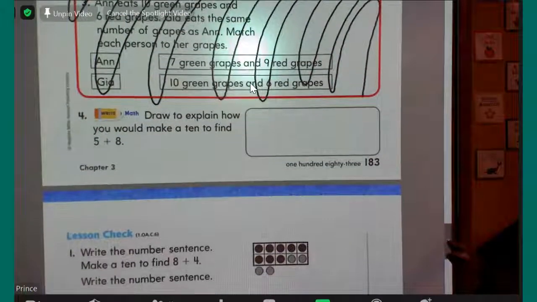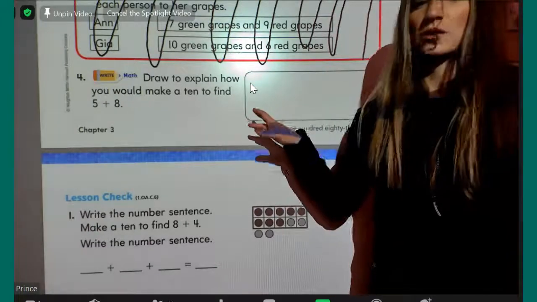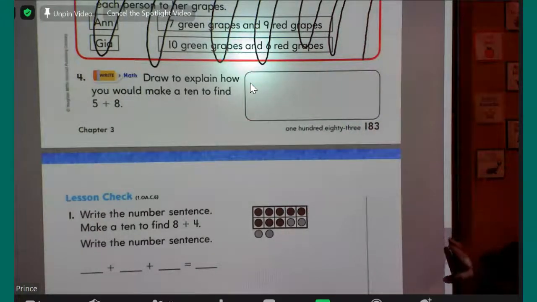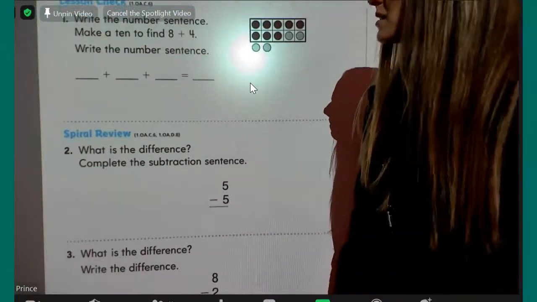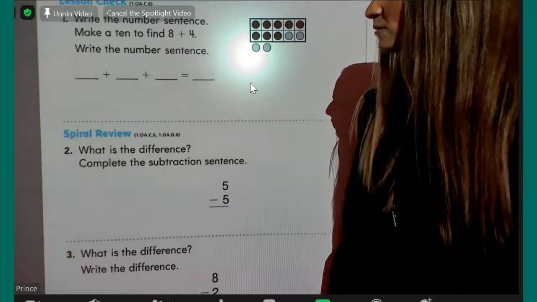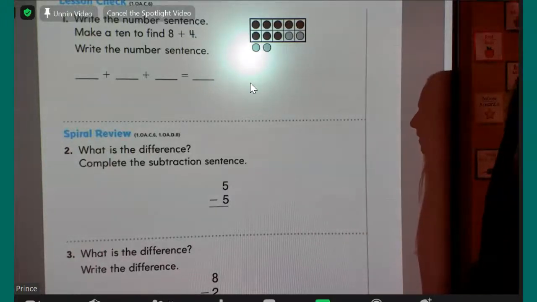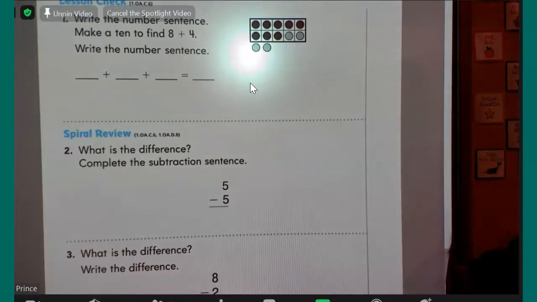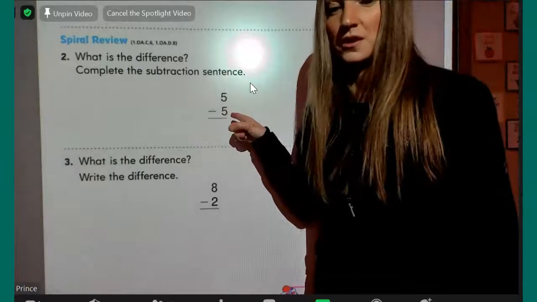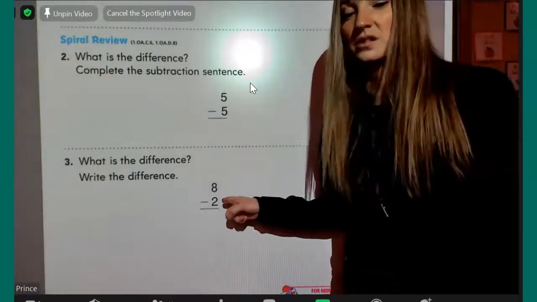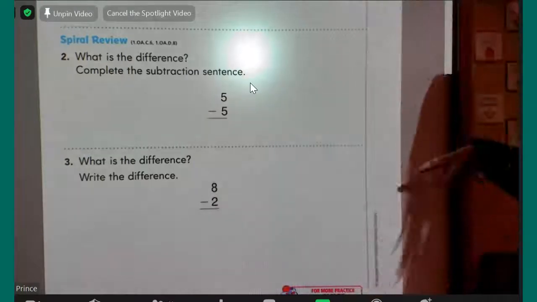Draw to explain how you would make a 10 to find 5 plus 8. Easy peasy. We can do that one. On this other page, write the number sentence. Make a 10 to find 8 plus 4. Ooh, that one's pretty easy. Write the number sentence. And then this is review. Too easy for you guys. And this one's too easy for you guys. So I'll keep those on there. I know you guys will get those done super quick.